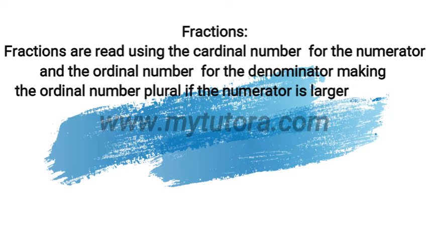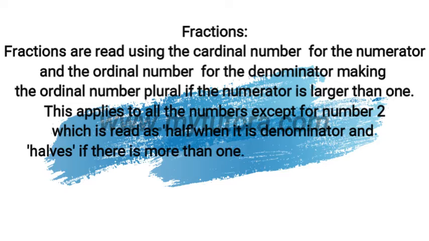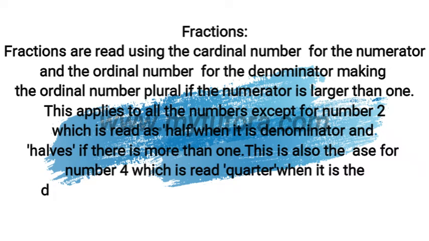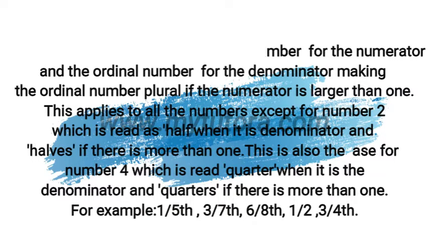Fractions are read using the cardinal number for the numerator and the ordinal number for the denominator, making the ordinal number plural if the numerator is larger than 1. This applies to all the numbers except for the number 2, which is read as half when it is the denominator and halves if there is more than 1. This is also the case for the number 4, which is read quarter when it is the denominator and quarters if there is more than 1.